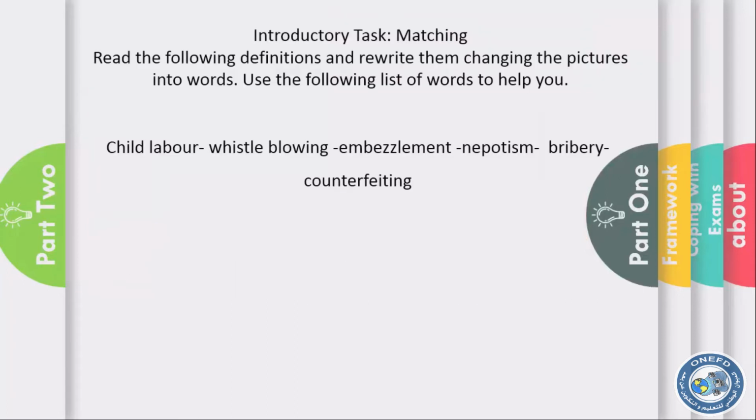So we move to another introductory task, which is matching. Read the following definitions and rewrite them, changing the pictures into words. Use the following list of words to help you. The words are child labor, whistleblowing, embezzlement, nepotism, bribery, and counterfeiting.